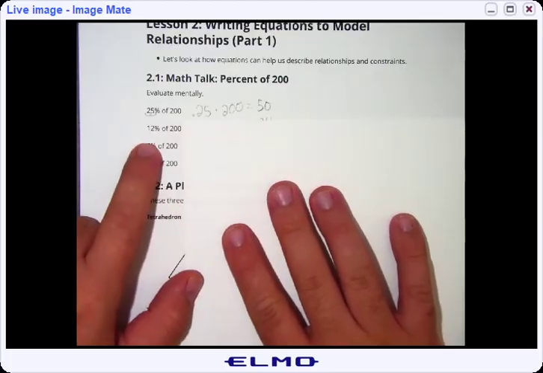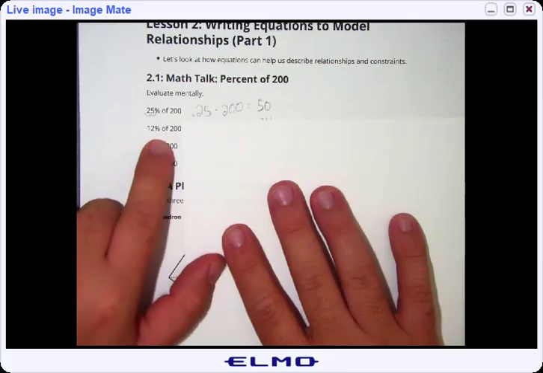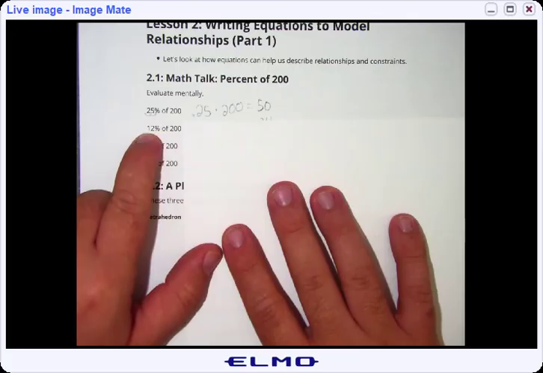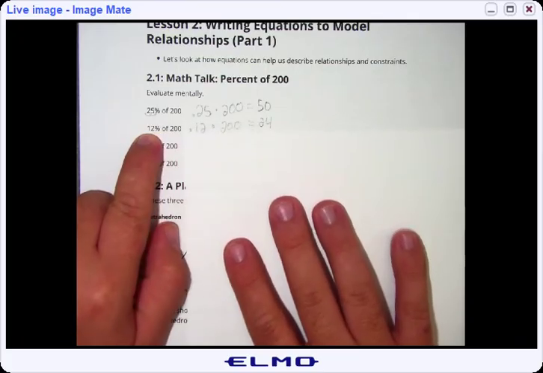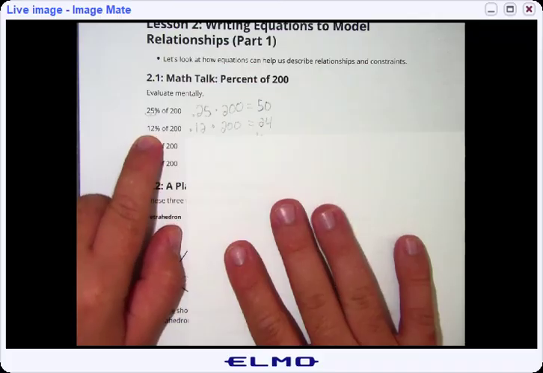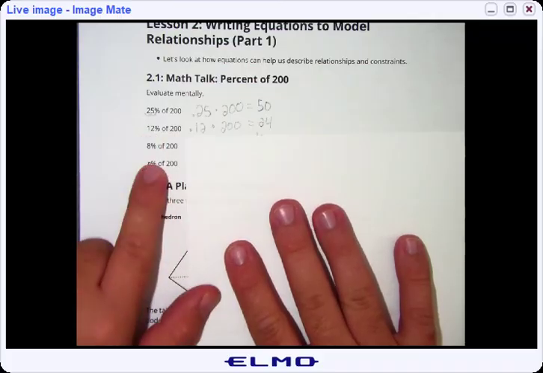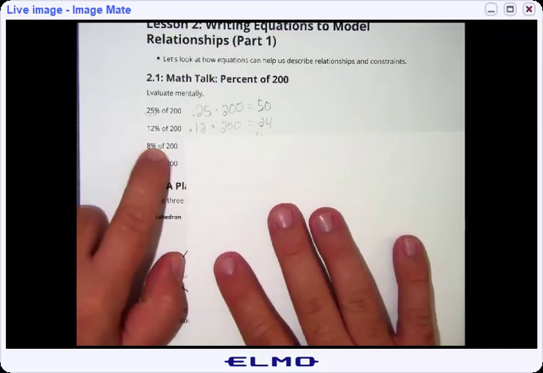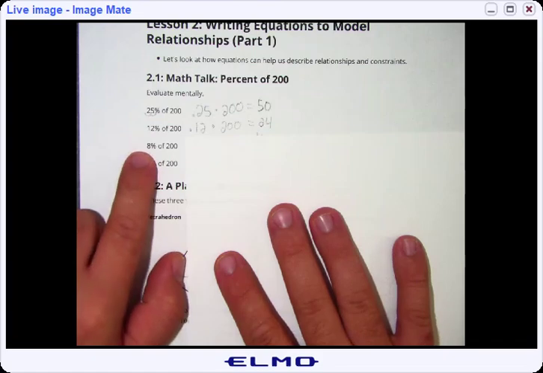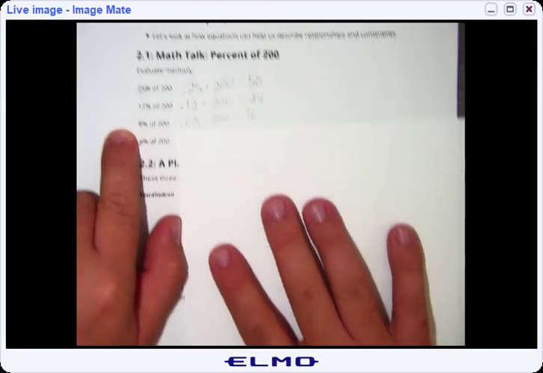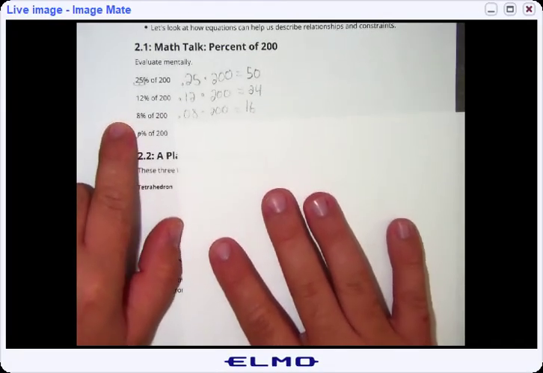If I do the same thing here with 12%, right, 12%, I would put the decimal here at the end, move it two spaces to the left. It would go out in front, and it would be 0.12 times 200, and that would get us a value of 24. Our last one here, 8% of 200. Again, I would take that decimal, I would move it two spaces to the left, so it actually wouldn't turn into 0.8. I'd have to move the decimal one more time to the left. It would turn into 0.08, and 0.08 times 200 is 16.